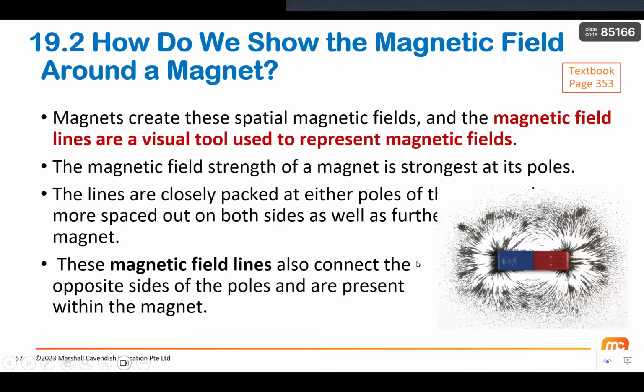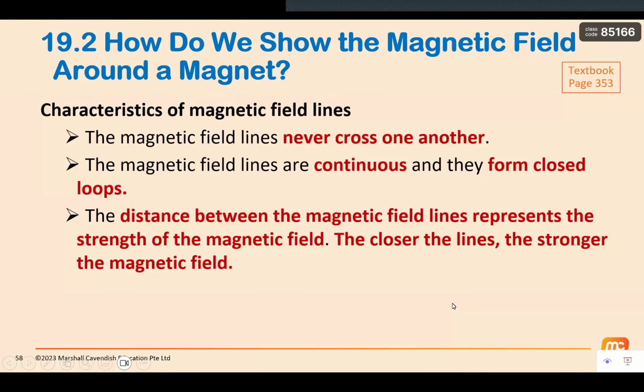Next, okay, we can't really see a magnetic field. So in physics, we usually draw magnetic field lines, which are visual tools to represent the magnetic field. Over here, there are some characteristics of magnetic field lines. Number one, the magnetic field lines will never cross one another. So when you're drawing your magnetic field lines, make sure that they do not intersect with one another. Next, magnetic field lines are continuous and they form a closed loop. Okay, very often we just draw magnetic field lines coming out of a magnet.